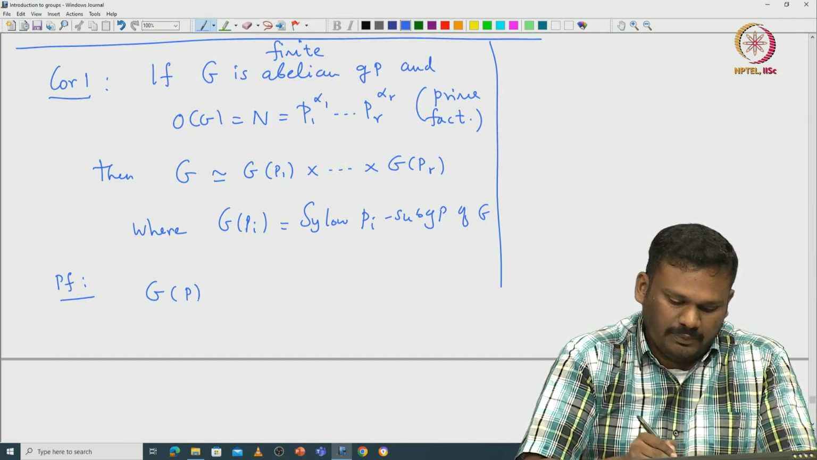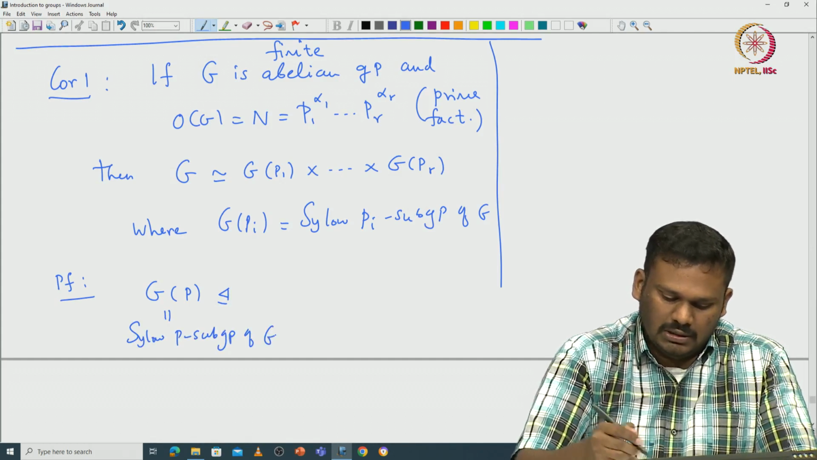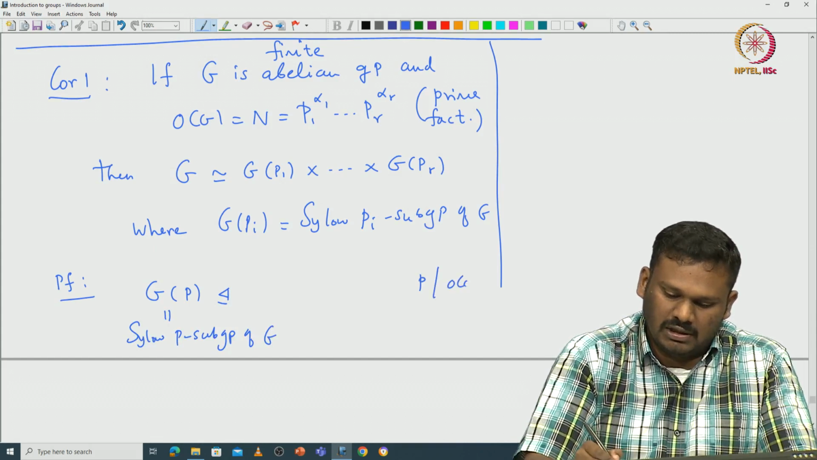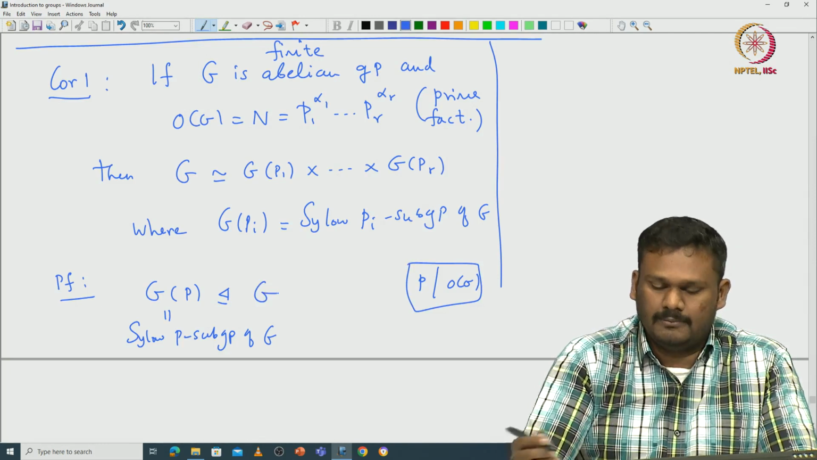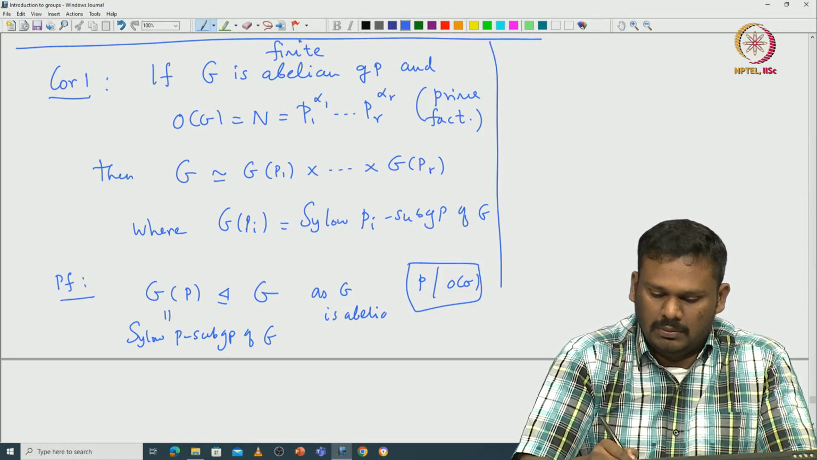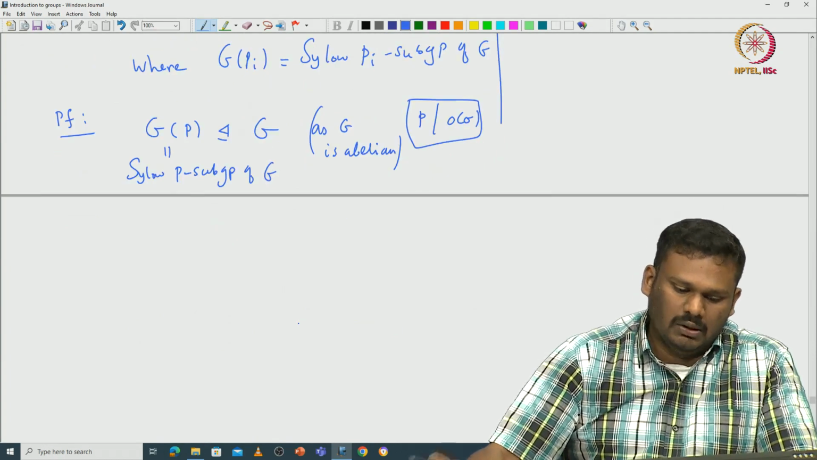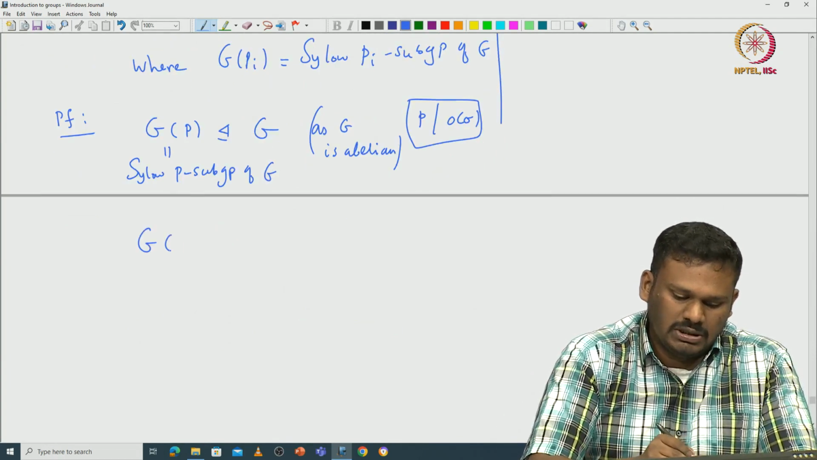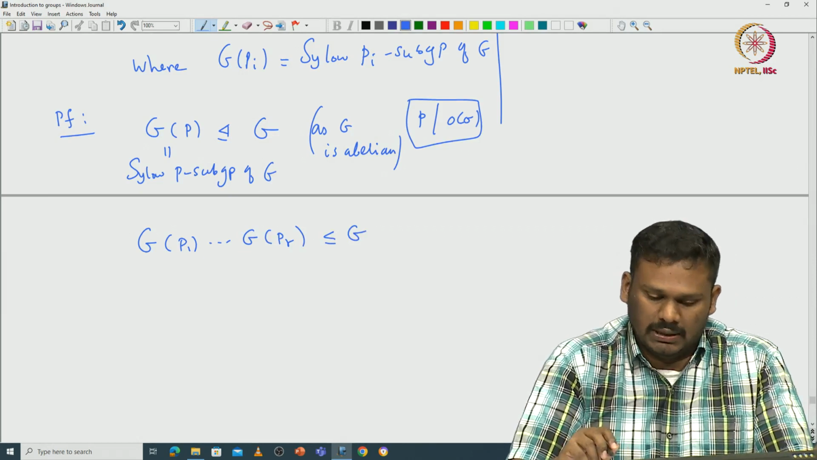If you take G(p), which is the Sylow p subgroup of G, where p divides the order of G, then this must be normal in G as G is abelian, because any subgroup of an abelian group is normal. Now if you take the product G(p_1) times and so on G(p_r), that must be a subgroup of G. There is no other option.